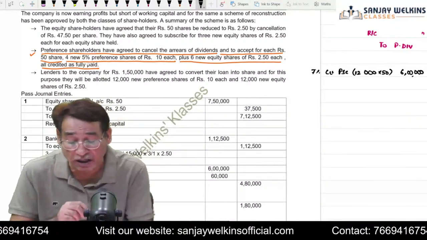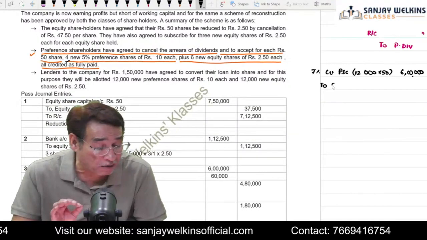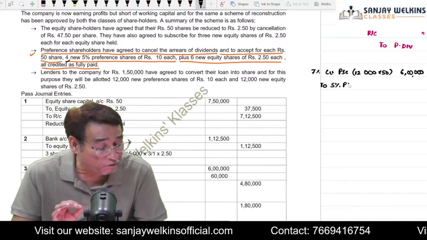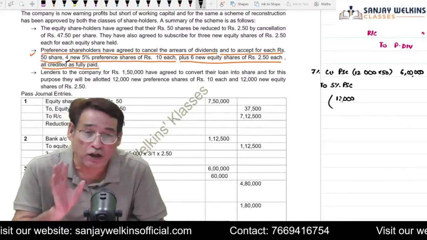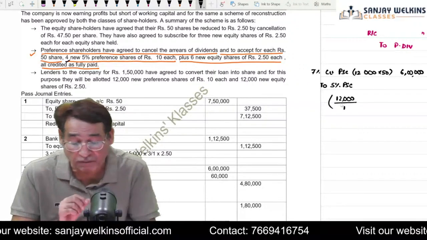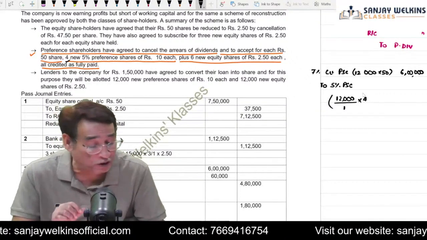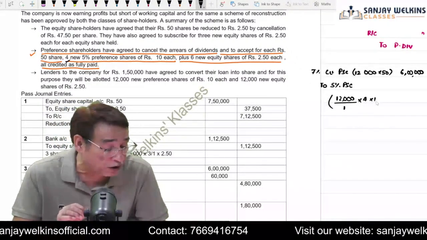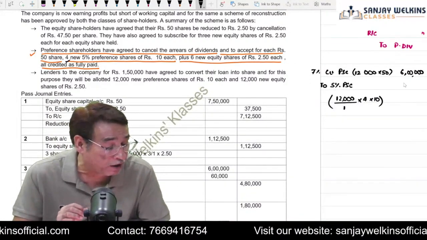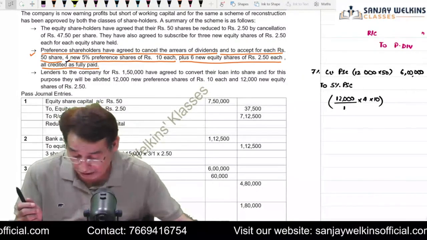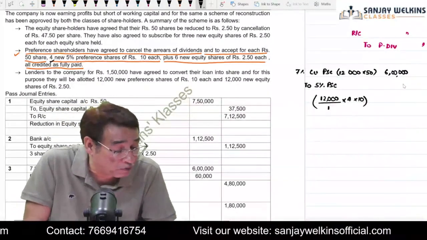Remember, one share is of 50. For each share, they are accepting 4 new preference shares, and the new preference shares are 5% preference share capital. Total number of preference shareholders were 12,000. Each share is accepting 4 new preference shares of rupees 10 each. So I will write here 12,000 into 4 into 10. That will make it 480,000. So I will write here 480,000. Correct?